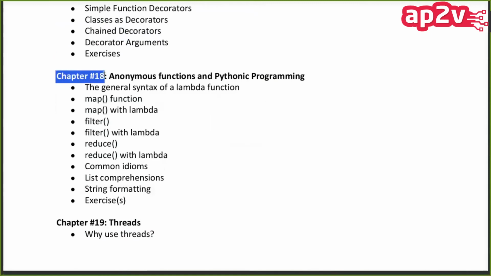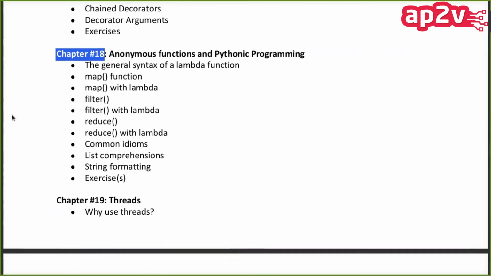In chapter 18, we will learn about the anonymous function, and we will also learn about list comprehension using the anonymous function, as well as the map, filter, and reduce functions. An anonymous function is a function that is defined without a name. While normal functions are always defined using the def keyword, you can define an anonymous function using the lambda keyword. Anonymous functions are also called lambda functions.